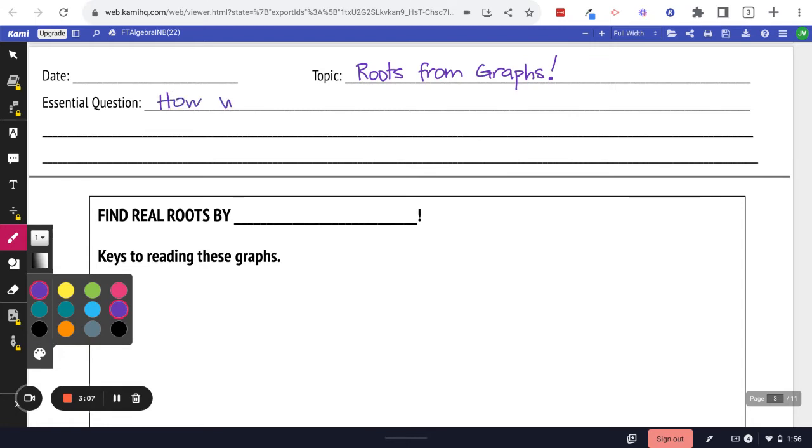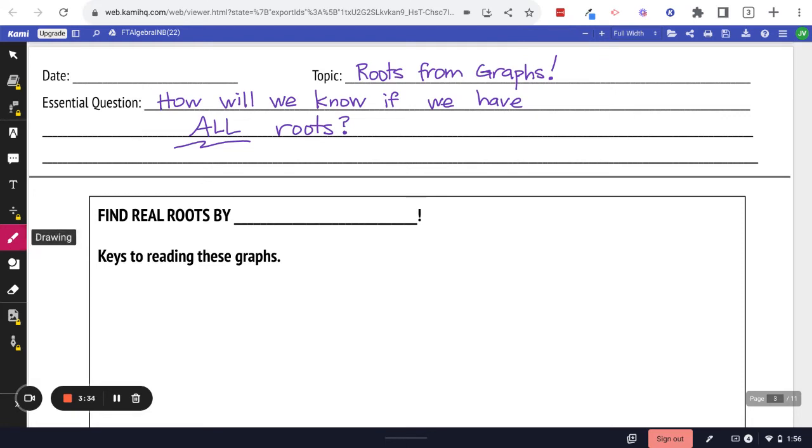how will we know if we have all roots? And today we might not know, and that's what's super cool. It's okay that we might not know, because I haven't told you all the things yet. I'll tell you more things when we get further in this chapter. But for today, we're just thinking about, hey, what are some of them? And are they all of them? How will we know?